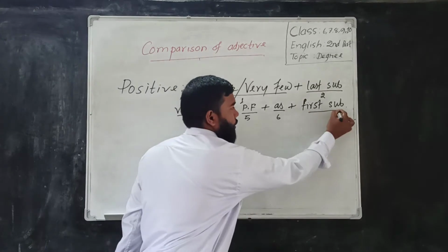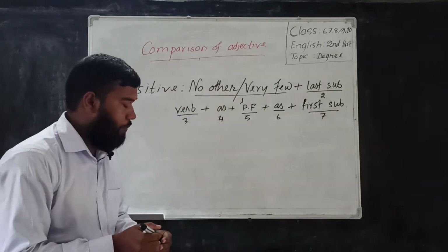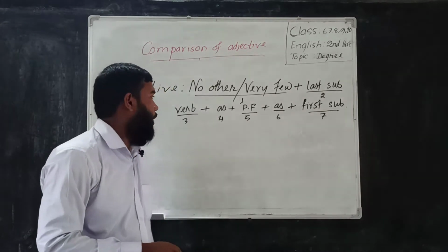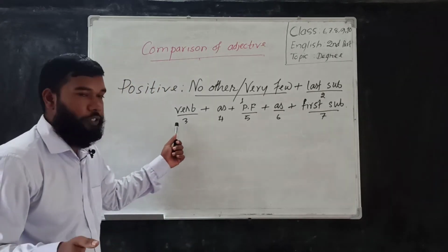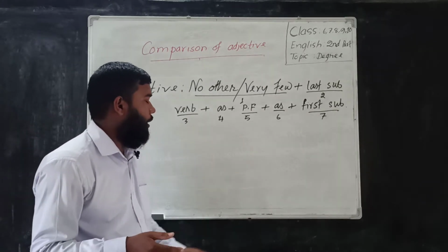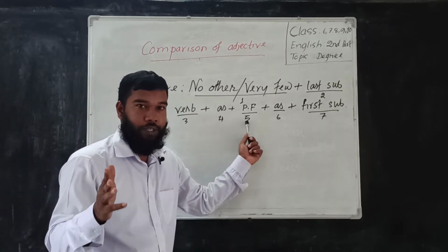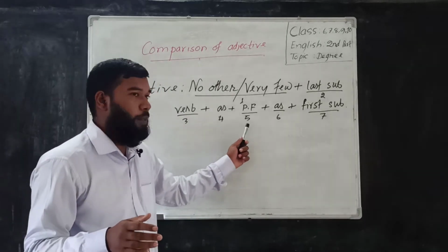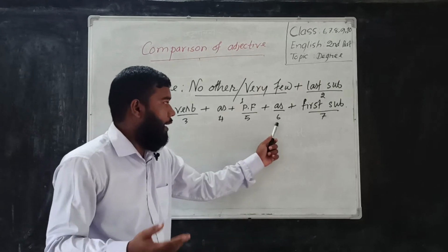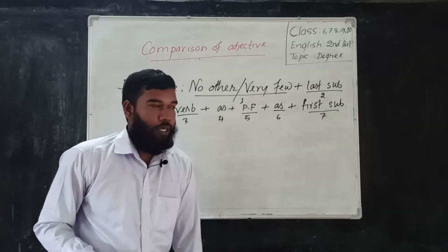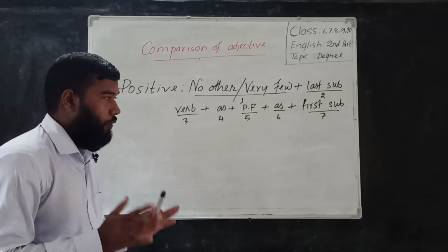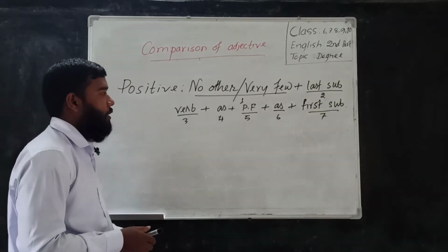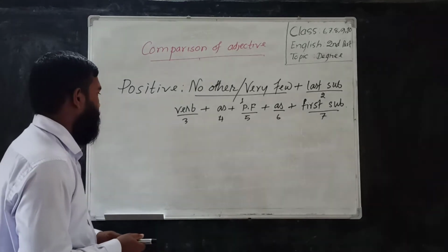It's the seventh step. Okay, first step, no other or very few. Then you have to take large subject, and after subject you have to take verb. After that you have to take as, positive form of the degree. If you find any comparative degree or superlative degree, then you have to write down the positive form of the degree. Okay, again as, and then first subject. Okay, through these rules, let's change every sentence, both comparative or superlative.